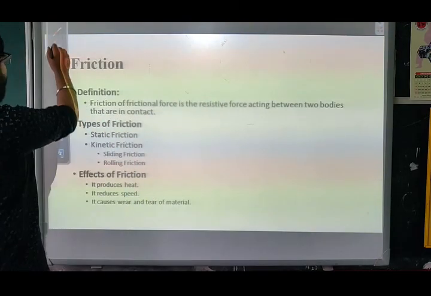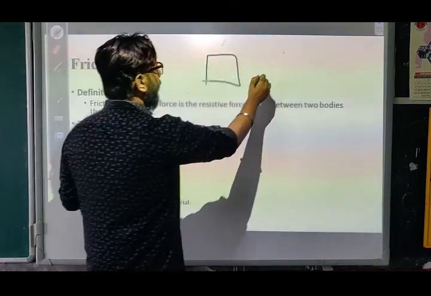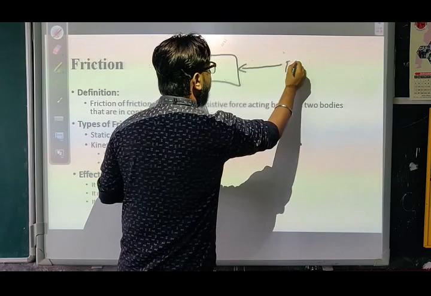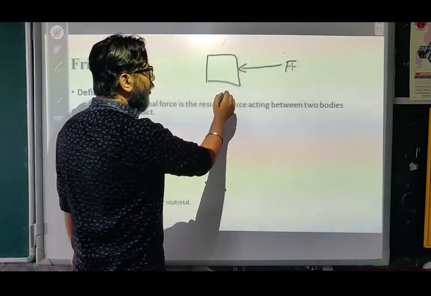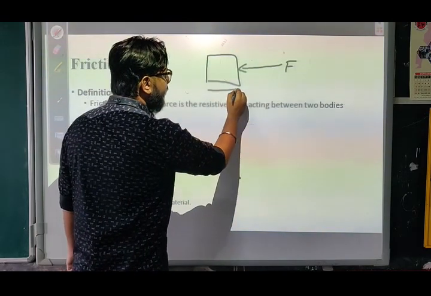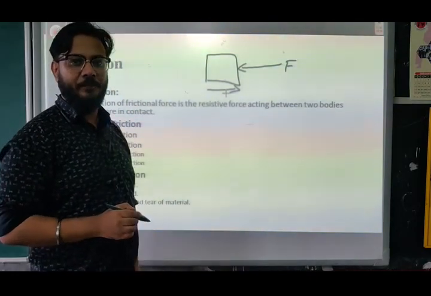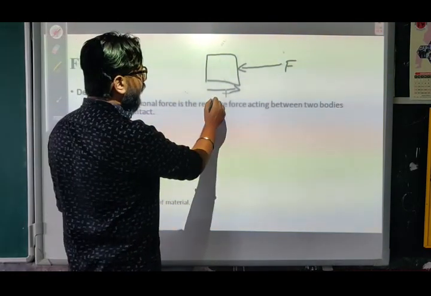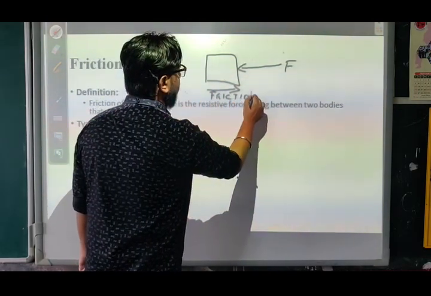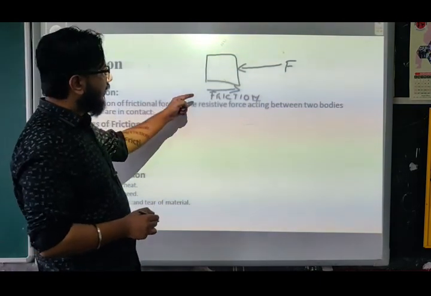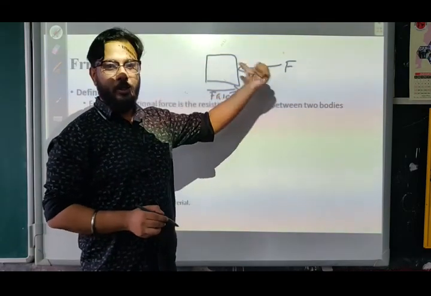If you were to look at it, imagine there is this box, and you're applying your force this way. The box is not moving. Why? Because there is a resistive force which is being applied in that direction. This force is your friction. This force is always applied in the opposite direction of the force that you apply.